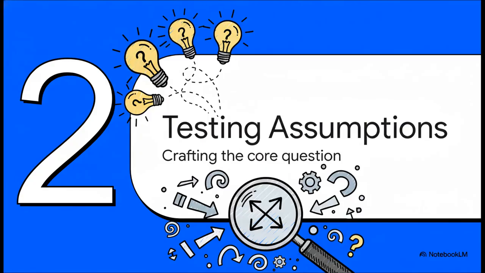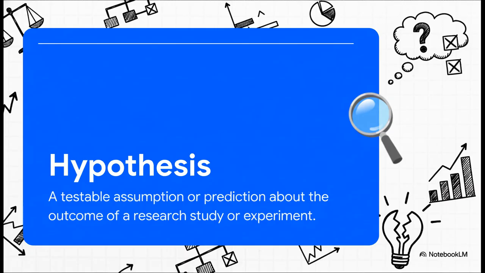Okay, so we've broken down our big theory and we've figured out our variables. What's next? Well, now it's time to make a prediction. This is the moment we go from just describing stuff to actually testing a relationship between things. We've got to put together the one core question that's going to drive this entire study. And that prediction, we call it a hypothesis.